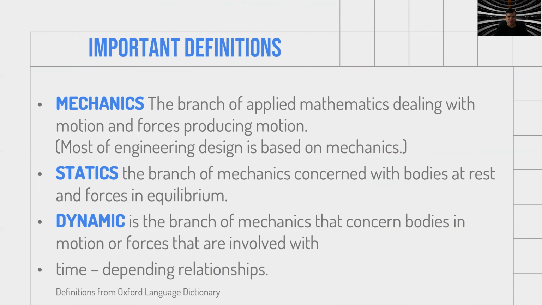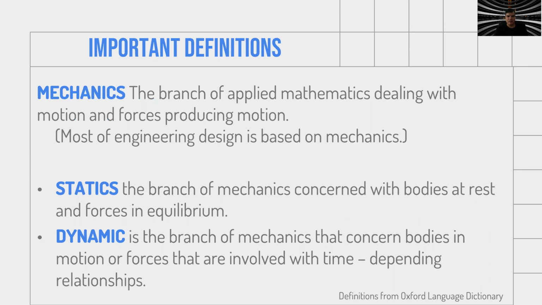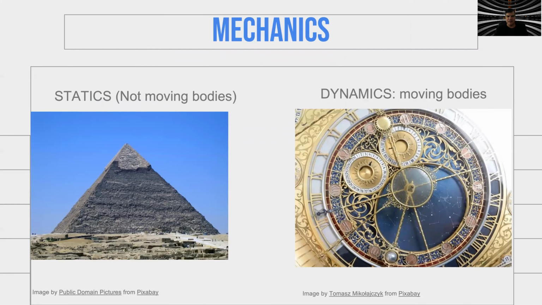First, we have some important definitions. Mechanics is the branch of mathematics that deals with motion and the forces that produce motion. Mechanics can be divided into parts. One is statics, which is related to bodies at rest and forces in equilibrium, and dynamics, which is related to forces that are in motion. Statics deals with non-moving bodies, like buildings. Dynamics deals with moving bodies, like some machines.